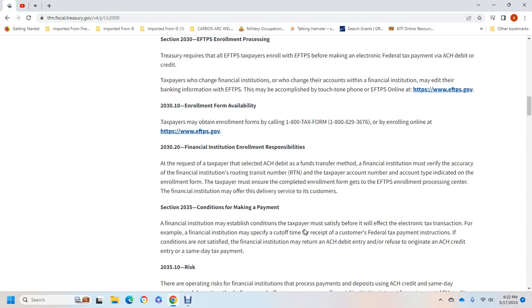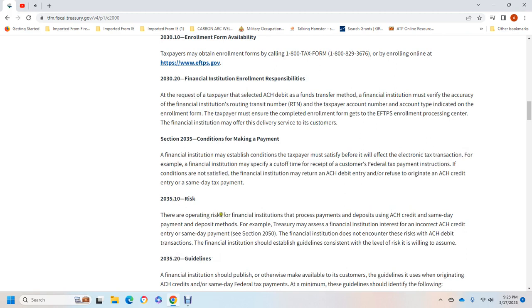2035, Conditions of the Making of the Payment. A financial institution may establish conditions that the taxpayer must satisfy before it will effect the electronic transaction. For example, the financial institution may specify a cutoff time for receipt of the customer's federal tax payment instructions. If conditions are not satisfied, the financial institution may return the automated clearinghouse debit entry with the original automated clearinghouse credit entry for same-day tax payment.